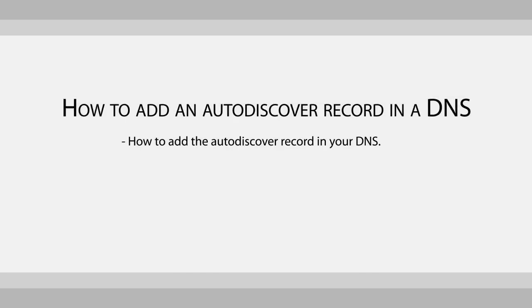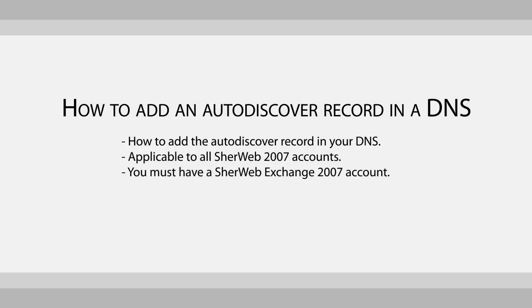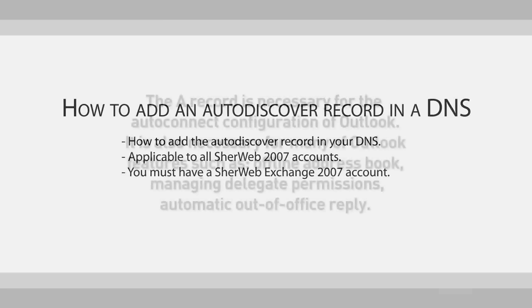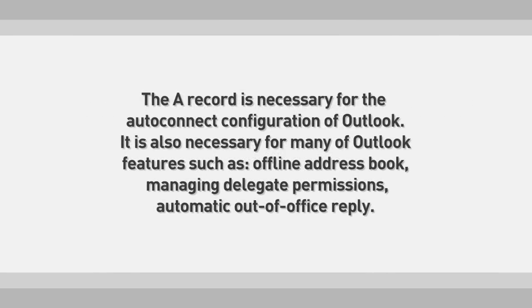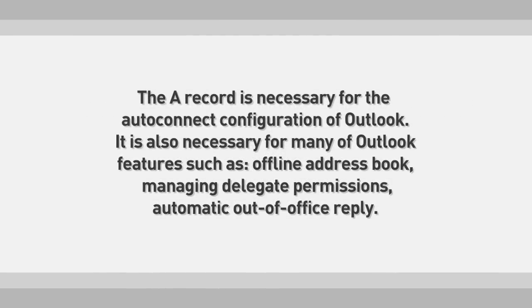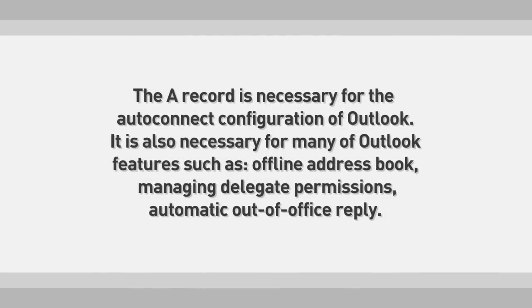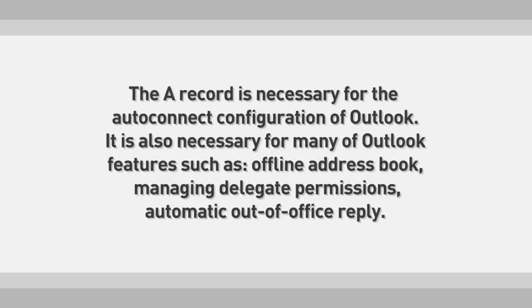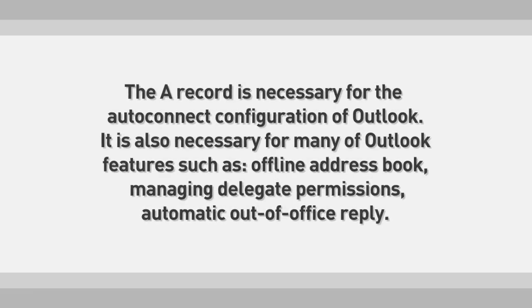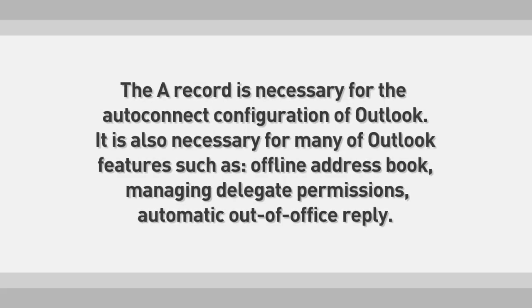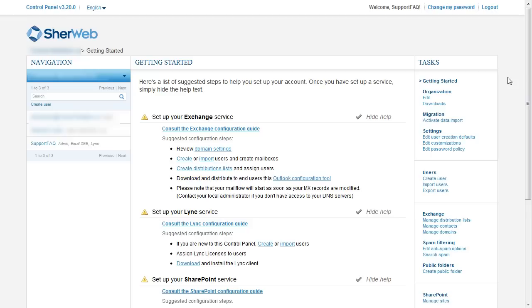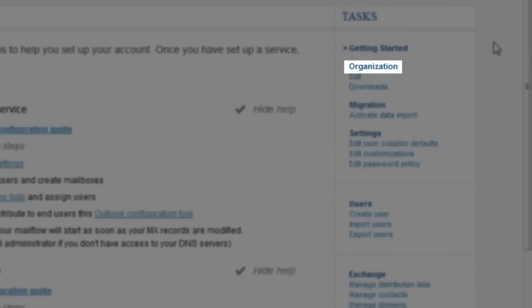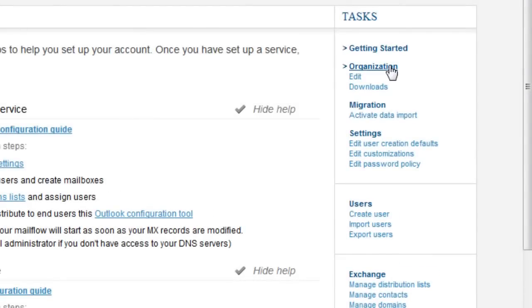This video guide will show you how to add the Autodiscover Record to your DNS configuration. Please note that the A record is necessary for the AutoConnect configuration of Outlook. It is also necessary for many of Outlook's features, such as offline address book, managing delegate permissions, and automatic out-of-the-office replies. You can find your Autodiscover A record IP address in your control panel in the Organization Administrator Information section.